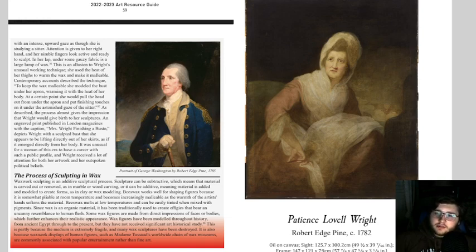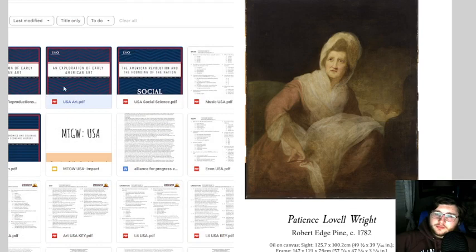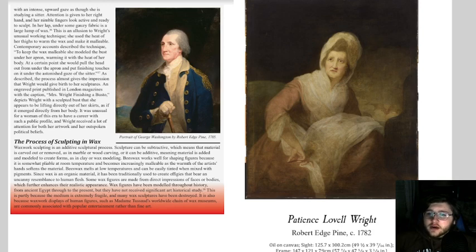An engraved print published in London magazines with the caption "Miss Wright finishing a busto" depicts Wright with the busts that she appeared to be lifting directly out of her skirts, as if they emerged directly from her body. It was unusual for women of this era to have a career with such a public profile, and Wright received a lot of attention for both her artwork and her outspoken political beliefs.